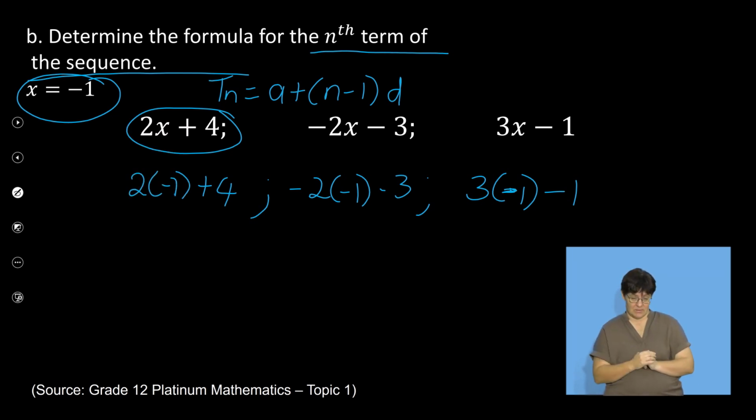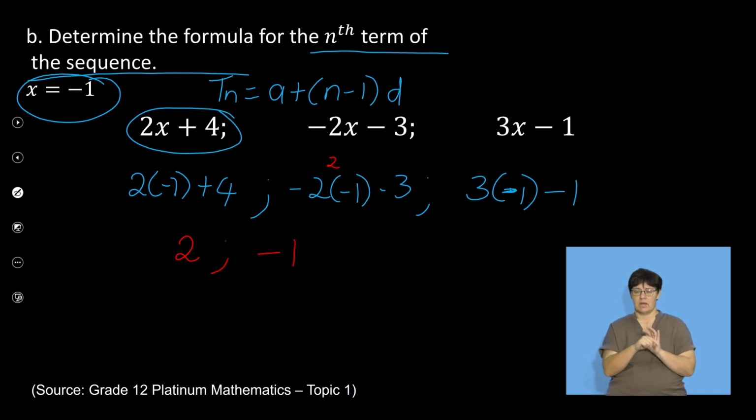So 2 times -1 plus 4 will give me 2. -2 times -1 will give me +2. Minus 3 will give me -1. Then 3 times -1 minus 1 will give me -4.